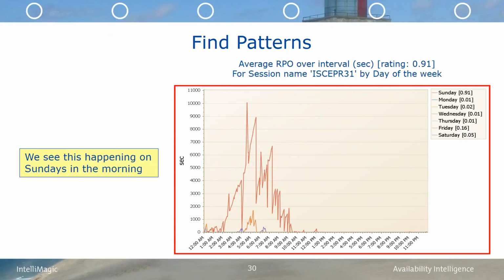One of the features of IntelliMagic Vision is that it can chart things by day of the week. So we charted it by day of the week here, and we found that these spikes are typically happening on Sundays. Sunday is when the spikes are typically occurring, and that's when the issue is happening. That pattern recognition is something that IntelliMagic Vision really facilitates.